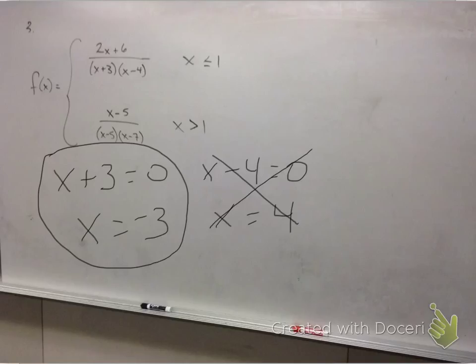So to test to see if that's a discontinuity, I'm going to plug it into the numerator. Again, I'm really taking the limit. What I'm doing is I'm shortcutting this limit by simply seeing what the numerator will be. So if I plug negative 3 into the numerator, I'll have 2 times negative 3 plus 6. And if you work that through, that ends up equaling 0.